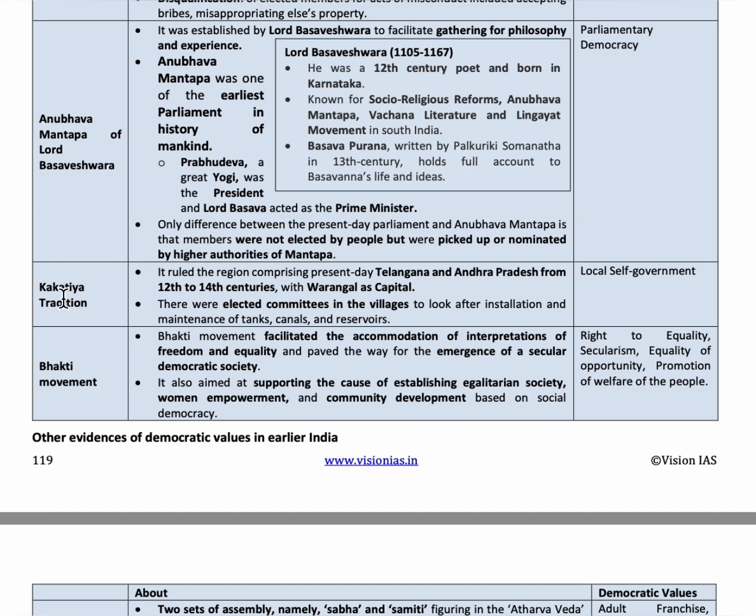Next is the Kakatiya tradition. Under this tradition, a form of local government election system was followed for installation and maintenance of tanks, canals, and reservoirs. An elected committee was formed, and under this the local self government is run. Next is the Bhakti movement. This movement propagated the right to equality, secularism, equality of opportunity, and promotion of the welfare of the people. All these rights were propagated during this movement.